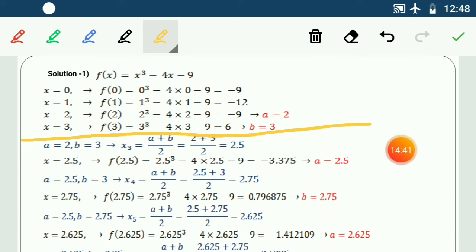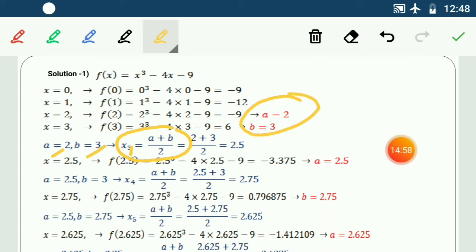What is my first iteration? My first iteration will give me the value of x1. What is x1? That is equal to a plus b by 2. This is my formula. What is a? That is 2, and b is 3, which we have calculated from here. So when I put the value, 2 plus 3 by 2, I got 2.5. This is the solution for x1.